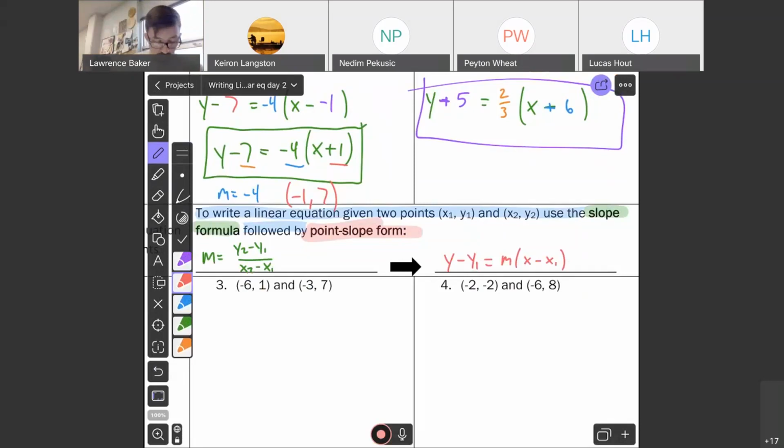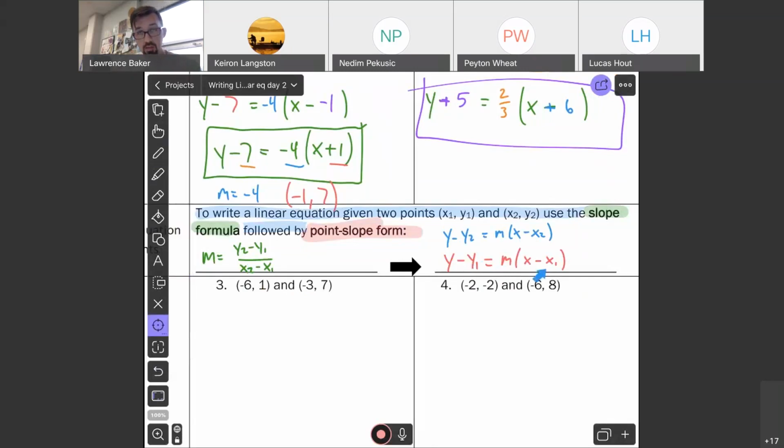Okay, so we're going to find the slope using our 2 points, and we're going to plug in the slope and then one of the points. It does not matter which point you plug in. You could also do this: y minus y2 equals m times x minus x2. It doesn't matter which one you do, as long as you're consistent. Notice that if I'm using y1, I also need to use x1. If I'm using x2, I also need to use y2. As long as I'm consistent, things will work out.